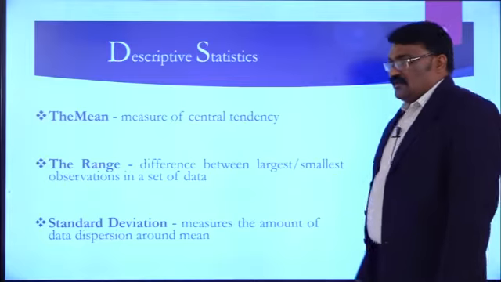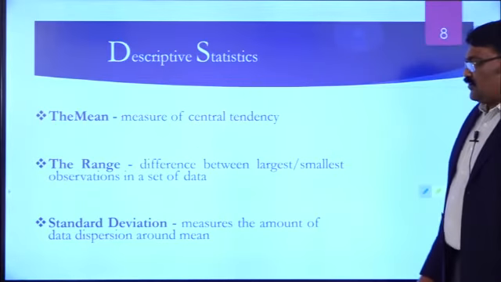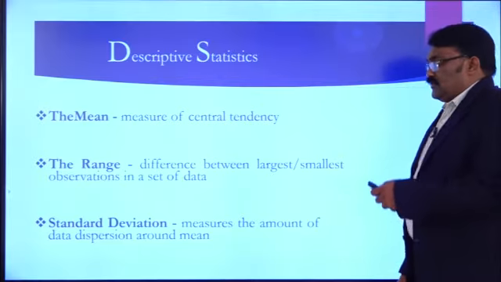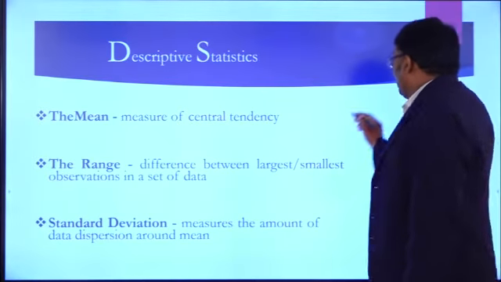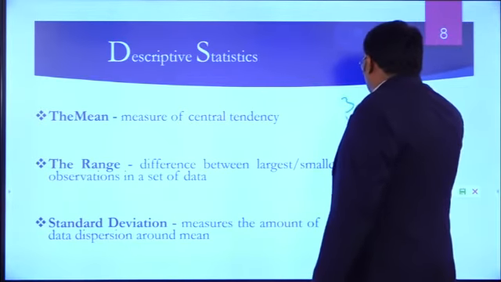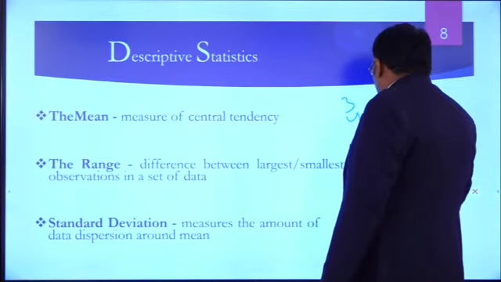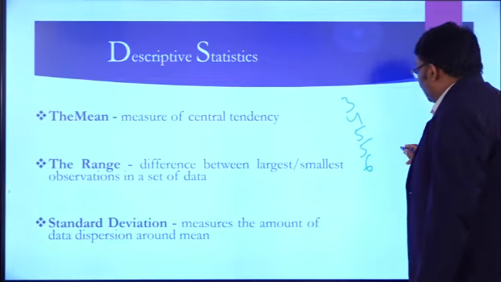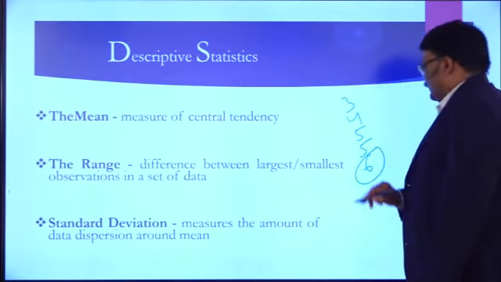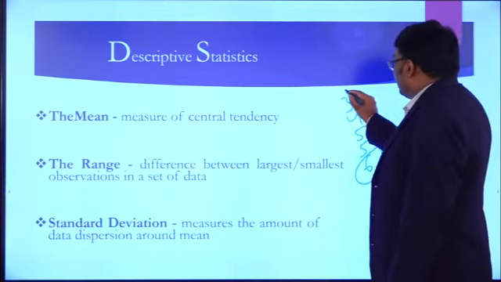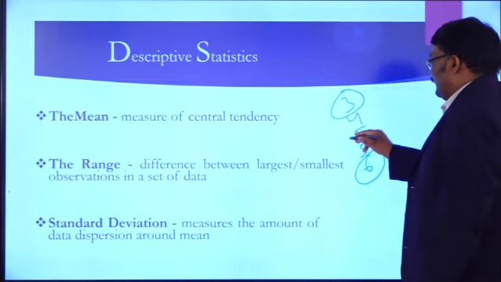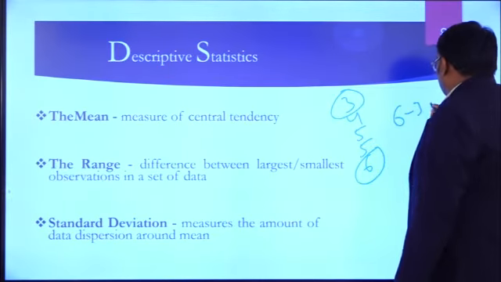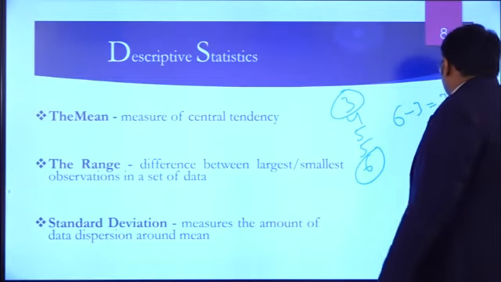Now, the second one, range: the difference between the largest and smallest observation in a set of data. What does that mean? As given in the previous example, 3, 4, 5, 5, 6. The difference between the largest and the smallest observation. Which is the largest value here? 6 is the largest value and 3 is the smallest value. The difference between the largest and the smallest, that is 6 minus 3 is equal to 3. That is what range is.